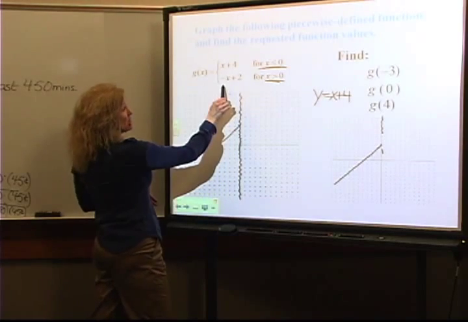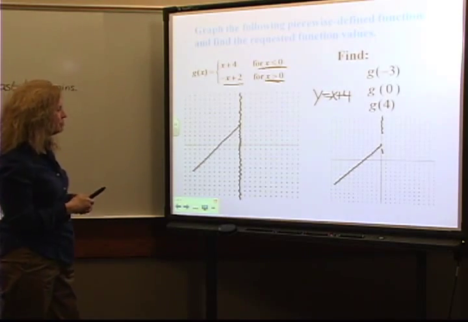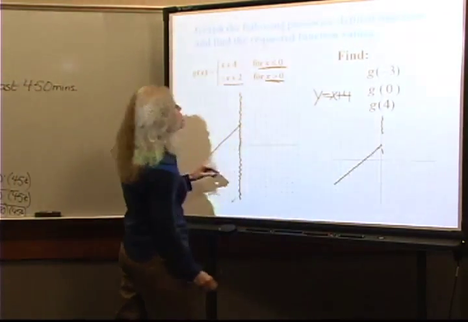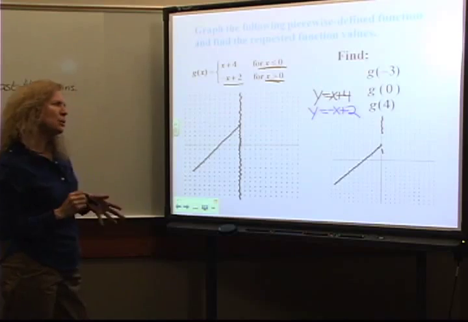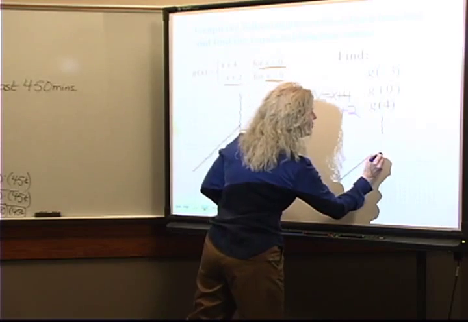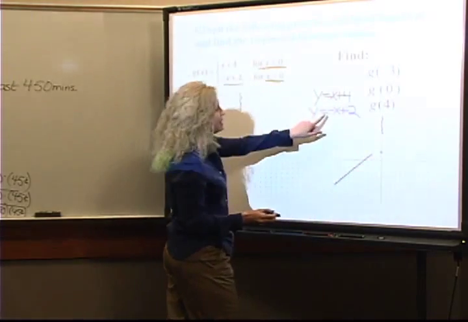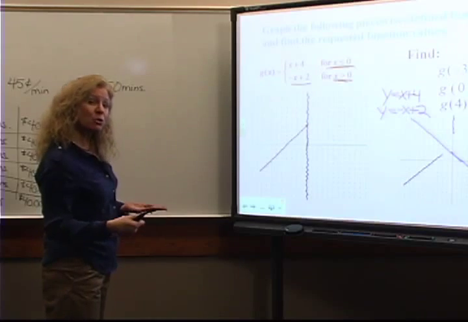Now for my second piece of the graph, I have y is equal to negative x plus 2. Well, if I come over here to my workspace, y equals negative x plus 2. I know it's a straight line. It goes through negative 2, or positive 2, I'm sorry. It has a slope of negative 1. So that blue line would be y equals negative x plus 2. And you've been graphing that since Algebra 1. You're good with that. What piece of that do I want?